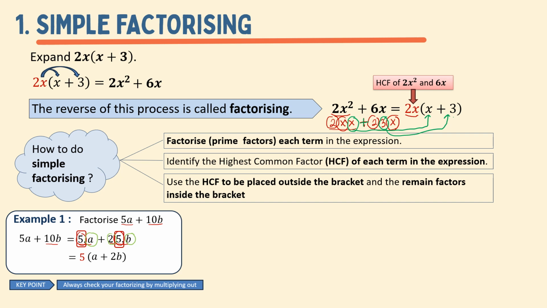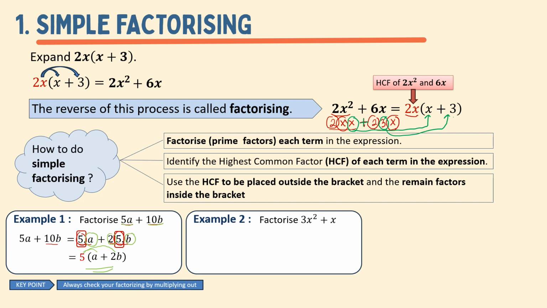So always check your factorizing by multiplying it out, so you can check whether your answer is correct or not. 5 times a, we will get 5a. That's correct. And then 5 times 2b, we will get 10b. So your answer is correct. Okay, so let's move to the next example.